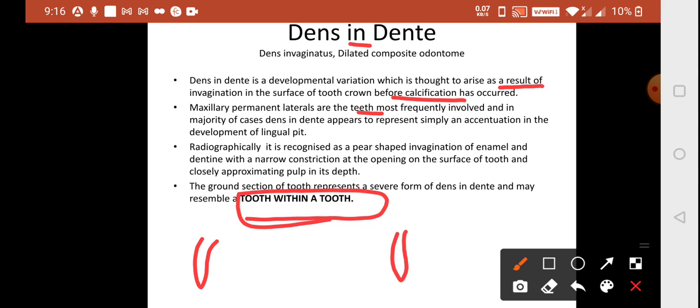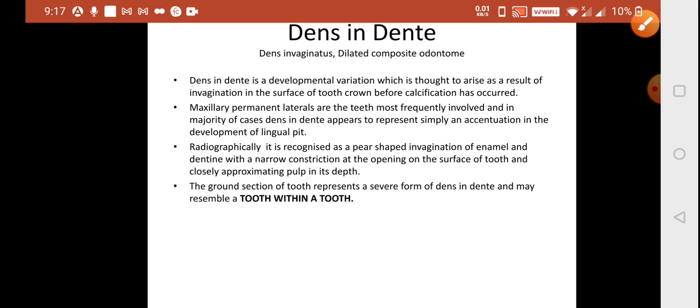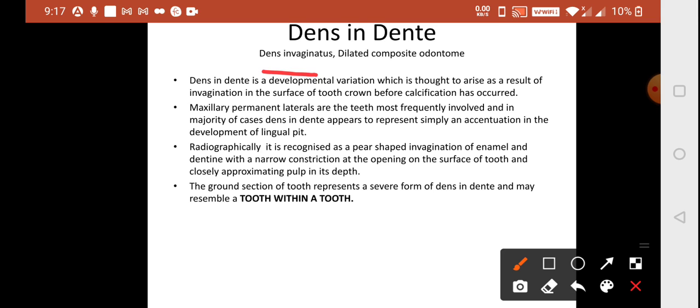It seems to be an accentuation of the lingual pit, and radiographically we can see a pear-shaped invagination of the enamel and the dentine with a narrow constriction at the opening on the surface of the tooth. So the question can be asked: pear-shaped invagination, it is dens indente. I'll be showing you the picture. Tooth within a tooth, it is dens indente, and it occurs before calcification has occurred, meaning the tooth is not completely calcified. Yes, this anomaly does happen, and another name for this is dens invaginatus or dilated composite odontome.